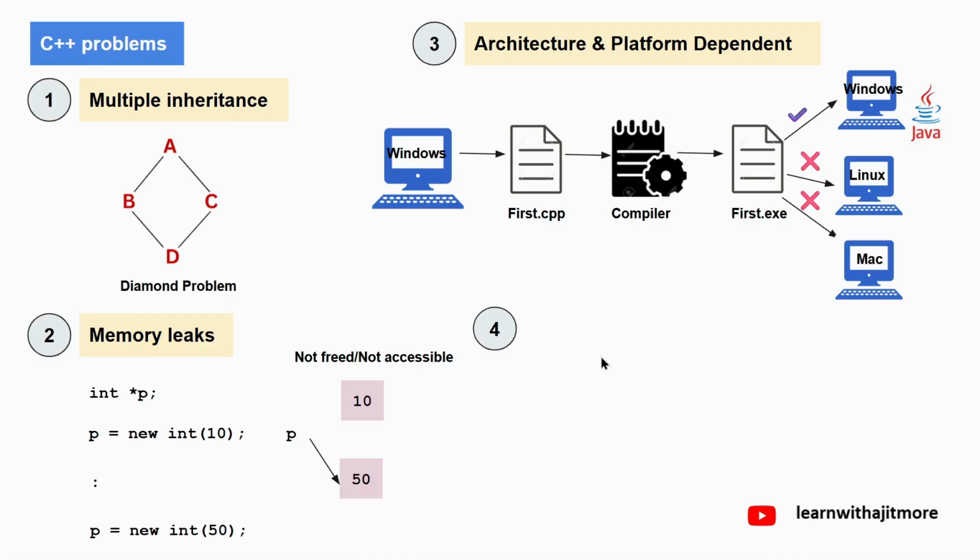Now, moving to the fourth drawback of C++, that is pointers. So I hope you know a little bit of pointers. If not, just remember a pointer is a variable which holds the address of some other variable. So there is some other memory, and its address is stored in this variable.